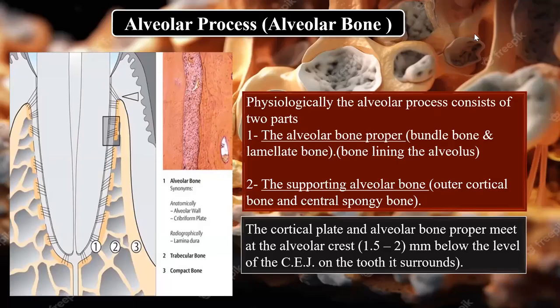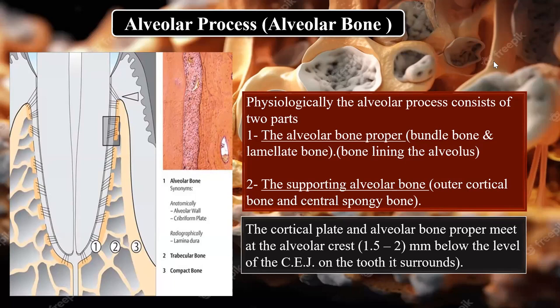Let's see the structure of the alveolar process. Physiologically, the alveolar process consists of two important parts. The first is the alveolar bone proper, whose other name is the bundle bone; its two important components are the bundle bone and the lamellated bone. The second is the supporting alveolar bone, the outer cortical bone and the central spongy bone. Just have a look at the picture.